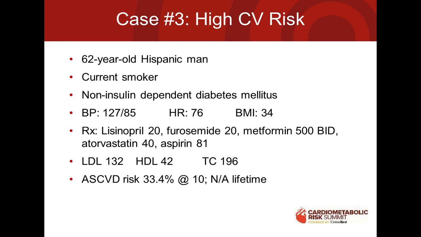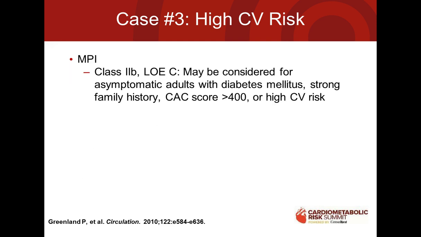Okay, so let us move on then to the high cardiovascular risk population. So this is now a 62-year-old man. He's a smoker. He's got diabetes. His BMI is 34. His total cholesterol is 196. LDL is 132, despite being on atorvastatin at 40. He has got an ASCVD risk of 33% at 10 years. High cardiovascular risk. So what should we do in terms of testing for these patients?